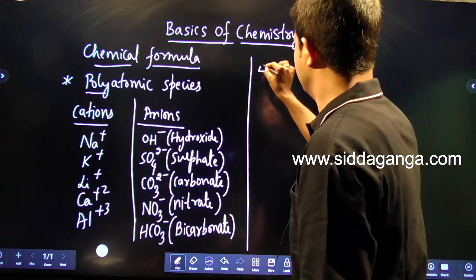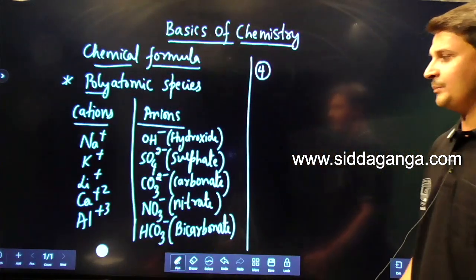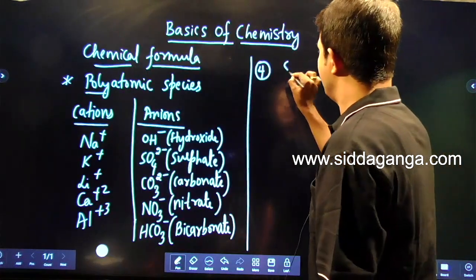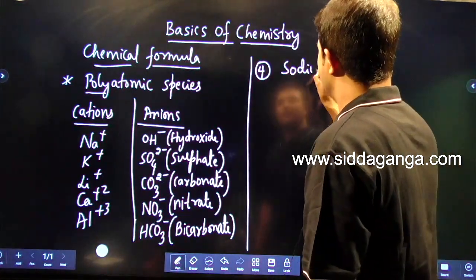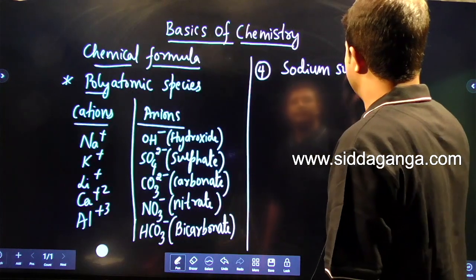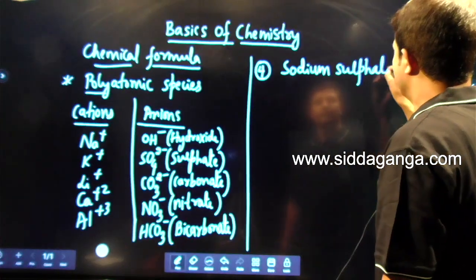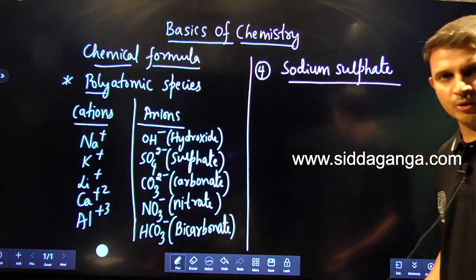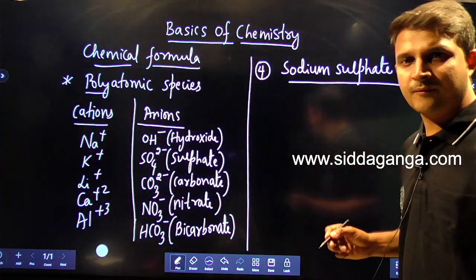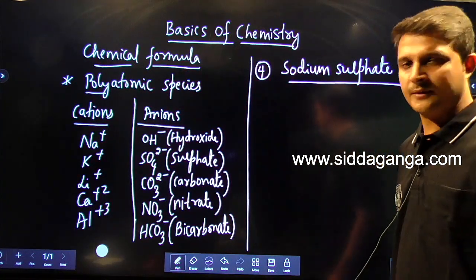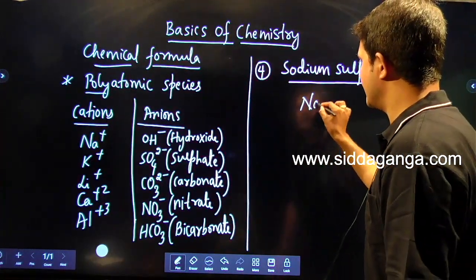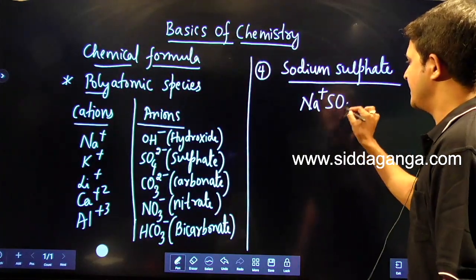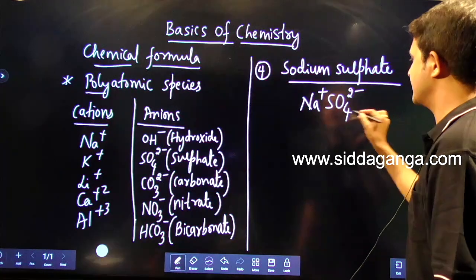So fourth example. Let's take sulfate. Sodium and sulfate, which is called sodium sulfate, is the chemical compound, and we will be writing the formula for sodium sulfate. Sodium is Na+, sulfate is SO4 2-.